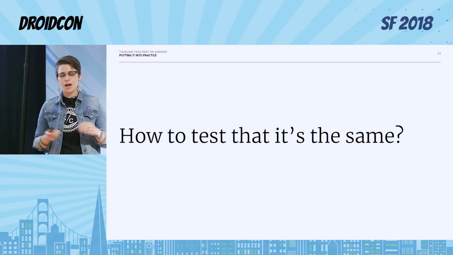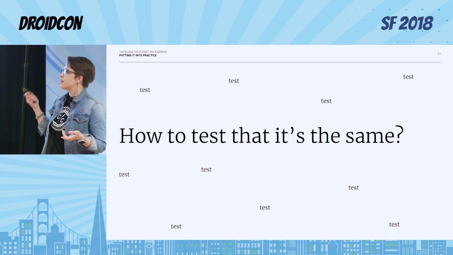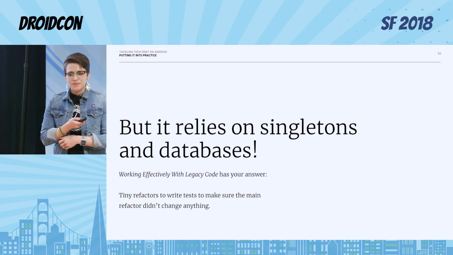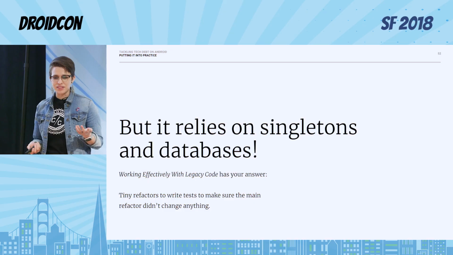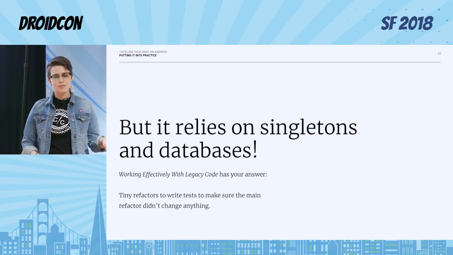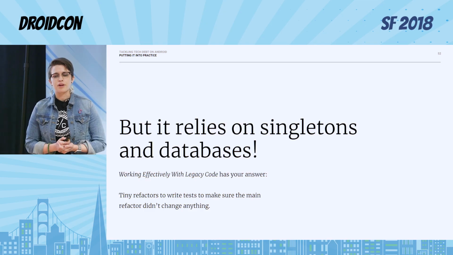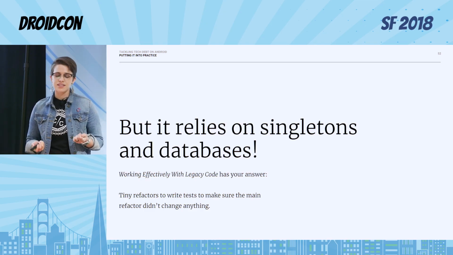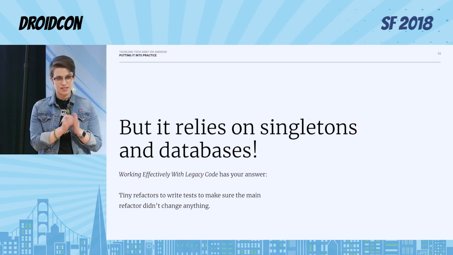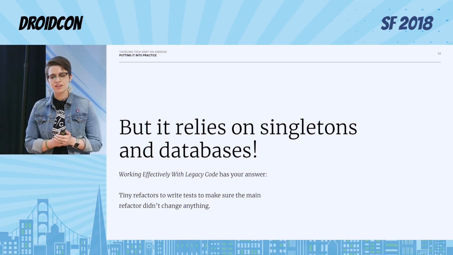So how do we test that it's the same behavior before and after? But it's hard to write tests on Android. Maybe your code is super legacy, it relies on singletons, databases. Well, again, Working Effectively with Legacy Code, this book by Michael Feathers, has your answer. You do a tiny refactor to write tests, and then you make sure that the main refactor doesn't change everything.